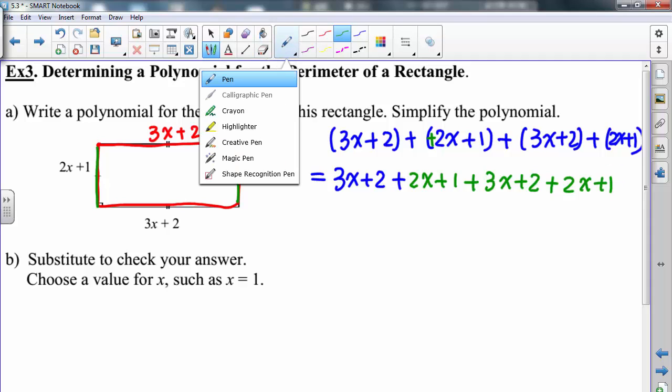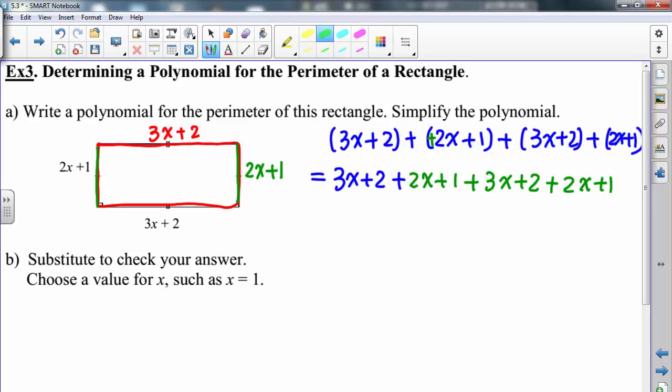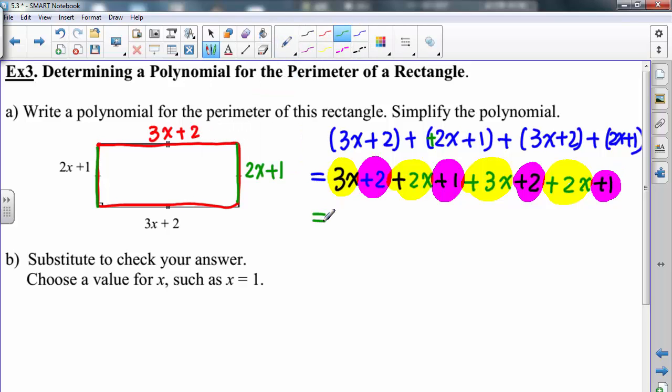Okay, so this time I can find the like terms in this big polynomial. So 3x, its like terms, 2x, positive 3x, positive 2x. Positive 2, positive 1. Positive 2, positive 1. So combine the like terms. 3x plus 2x plus 3x plus 2x, I will get 10x. Positive 2 plus 1 plus 2 plus 1, I will get 6.